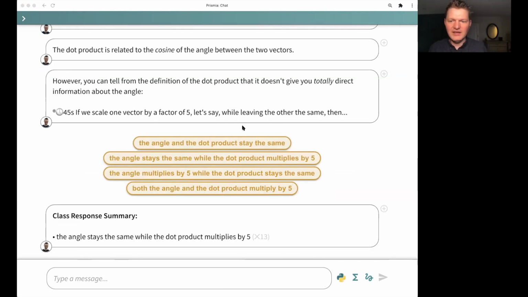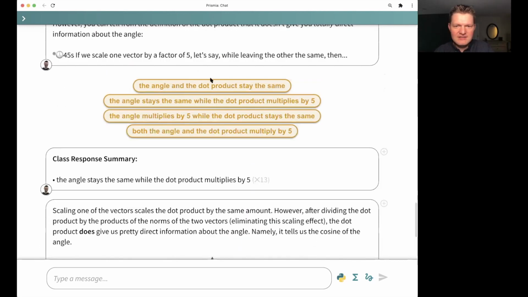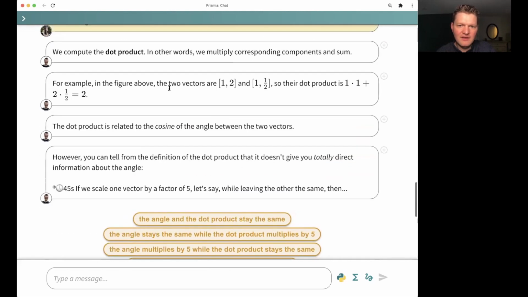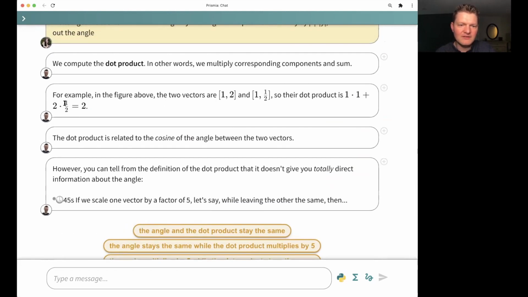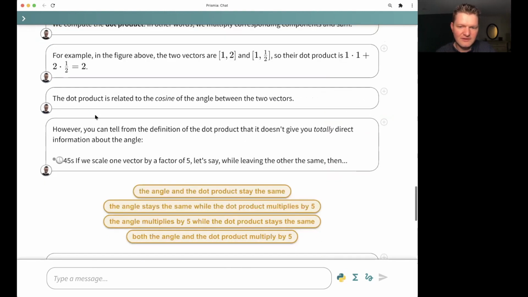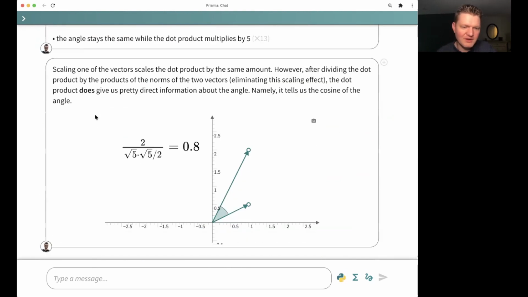Okay, so the way it works out here, in the context of this question, what we can see is that the angle stays the same, of course, because you're not changing anything about the angle between the two vectors, while the dot product multiplies by a factor of 5, because each term in this sum that determines the value of the dot product is going to pick up an extra factor of 5. So by the distributive property of multiplication over addition, the dot product also has that property.